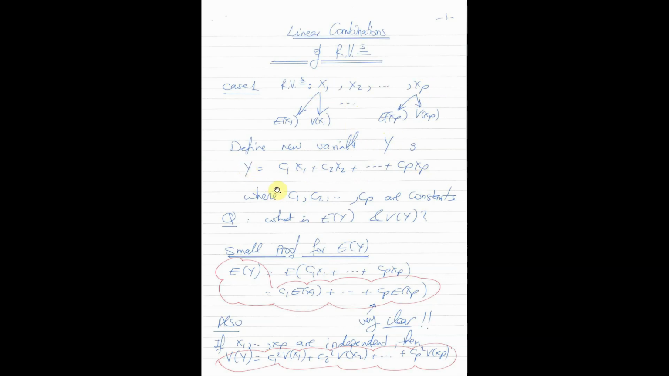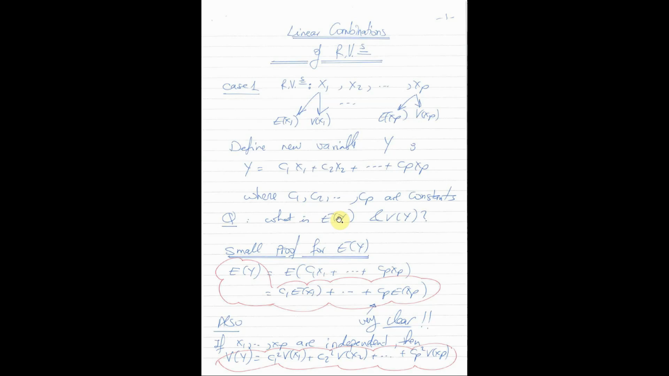So we define y to be constant 1 times x1 plus constant 2 times x2 plus and so on until plus constant p times xp. So it's very easily seen that y is a linear combination of x1, x2 until xp, or a weighted sum. So c1, c2 until cp are constants. If we define y to be a new variable like that, and we will see examples where we can use that, the main question is, what is the expected value of y and what is the variance of y? This is the main question.